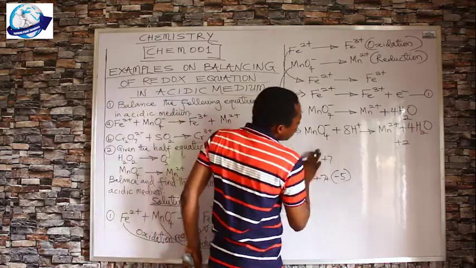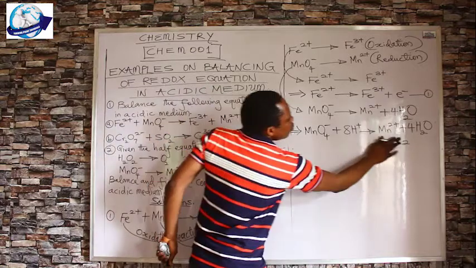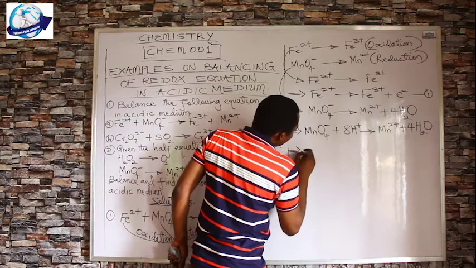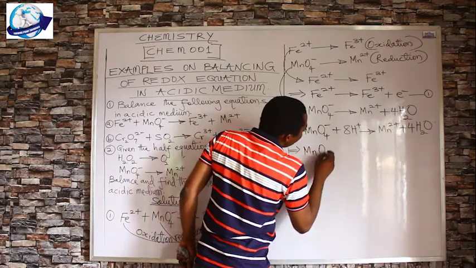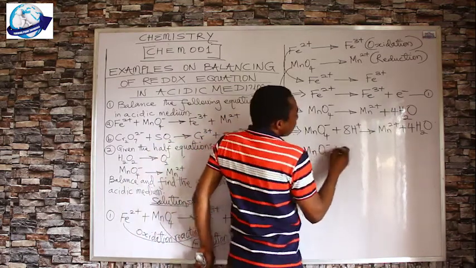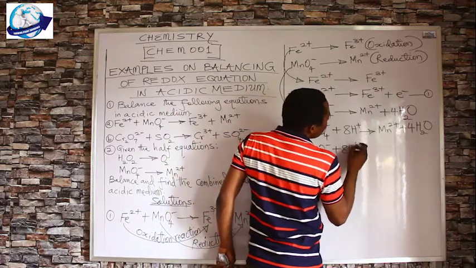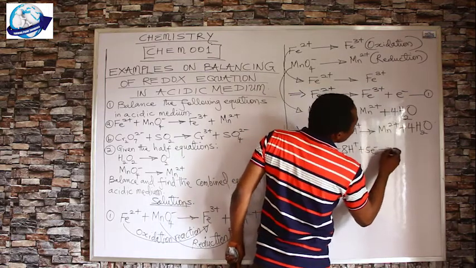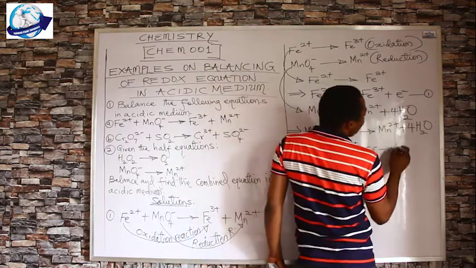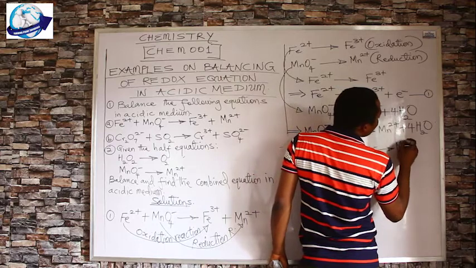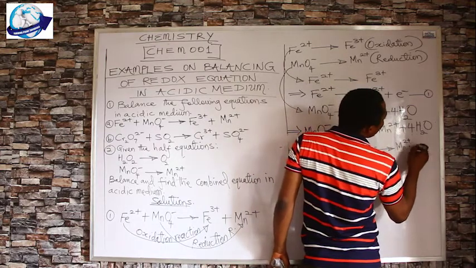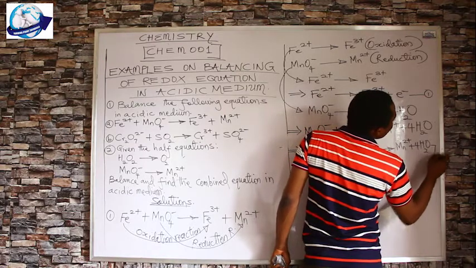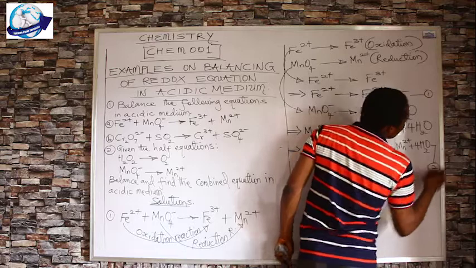We can now say that we need to add 5 electrons to the left hand side so I can equalize the charge. We will now go this way. MnO4 minus plus 8H plus 5 electrons yields Mn2 plus 4H2O. Now this one gives us an equation, let's call it equation 2.